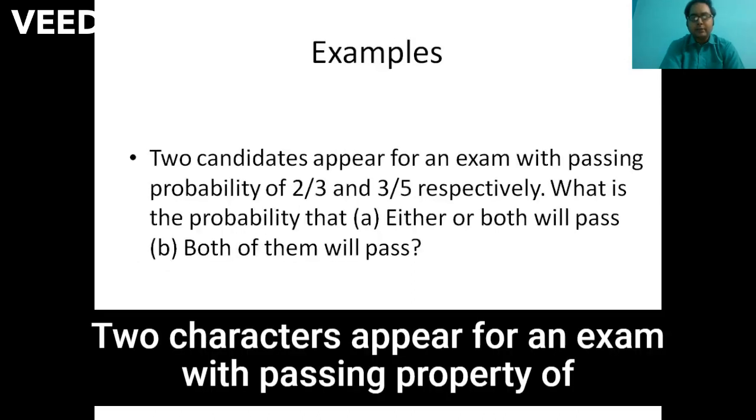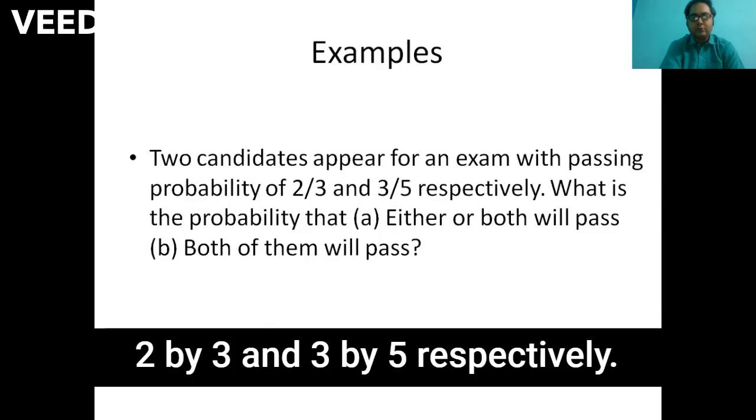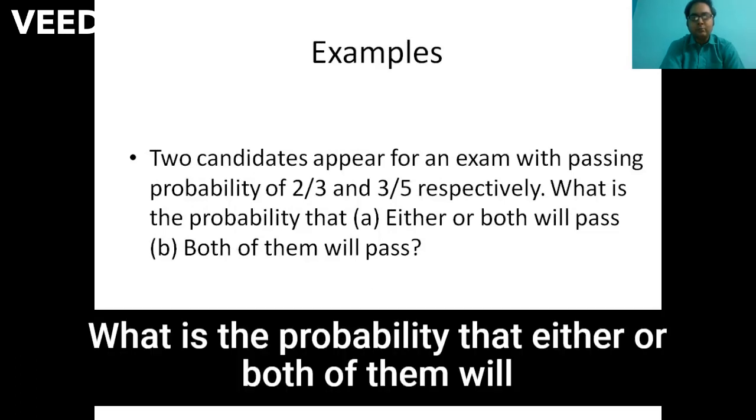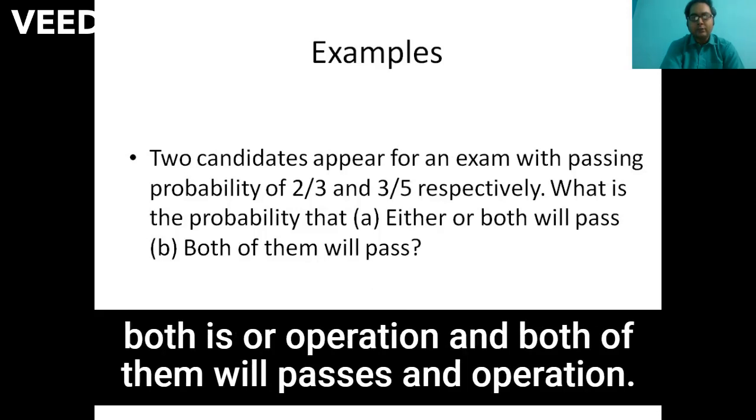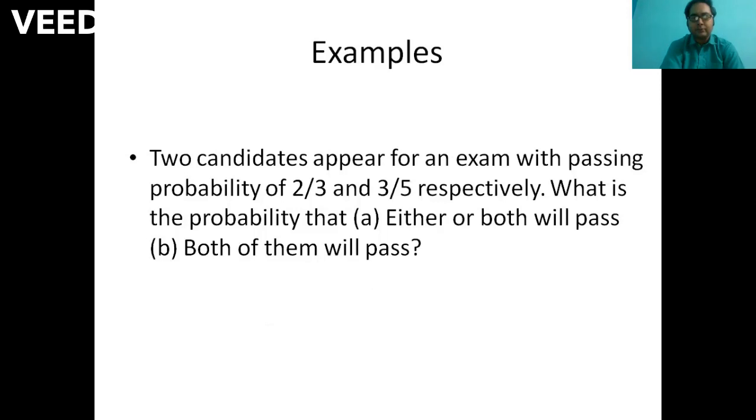Two candidates appear for an exam with passing probability of 2 by 3 and 3 by 5 respectively. What is the probability that either or both of them will pass? And question B is, both of them will pass. Either or both is the OR operation and both of them will pass is the AND operation.